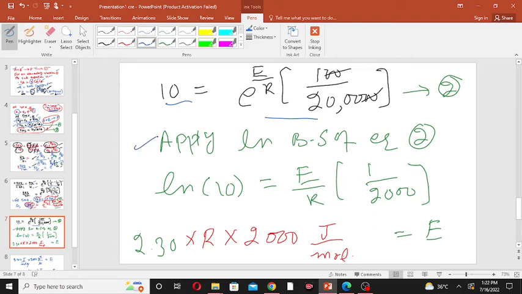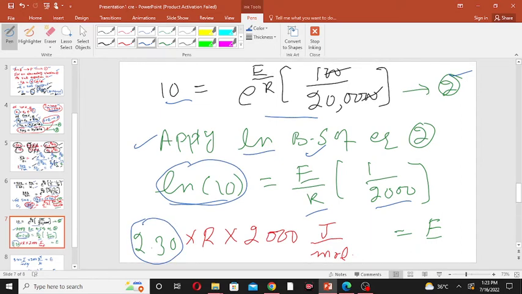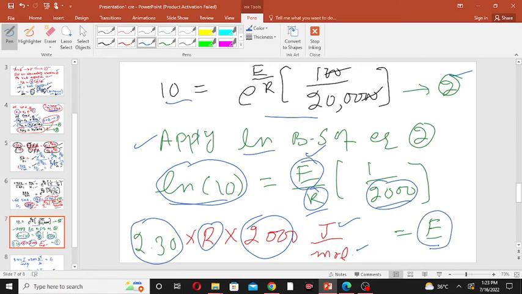Now apply natural log on both sides of this equation. So ln 10 is equal to E by R into 1 divided by 2000. Now ln 10 is roughly 2.30, R is the universal gas constant, and this is the 2000. The unit of the activation energy is joule per mole.